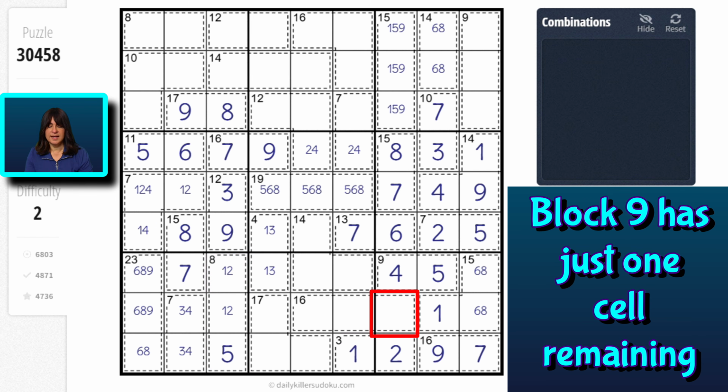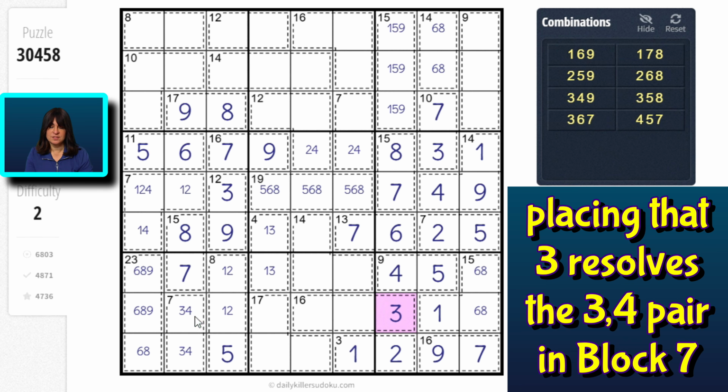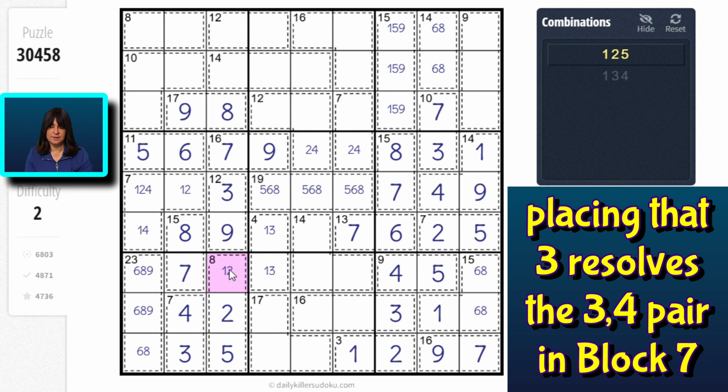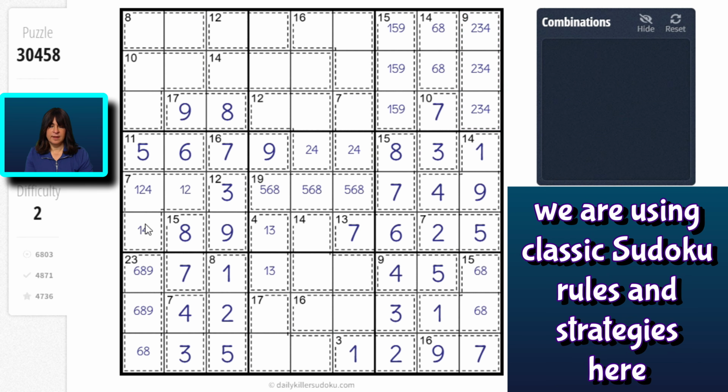And now block 9 has just 1 cell remaining. And what's missing is the 3. So this is a 3, and that resolves this 3, 4 pair. This is a 4, and this is the 3. And now this can't be a 1, so it's a 2, and this is the 1. Okay, this 3-cell cage can't have a 1 in it, so it has to be a 2, 3, and a 4. And this can't be a 4. We already have a 4 in the row, so this has to be a 4.